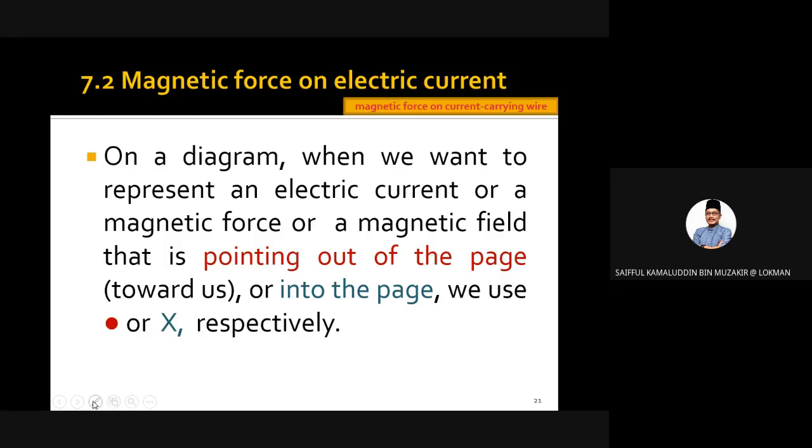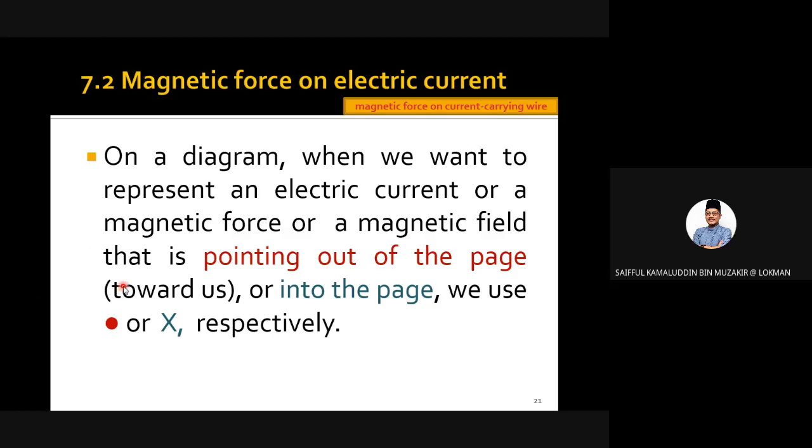So on a diagram, when we want to represent an electrical current or a magnetic force or a magnetic field that is pointing out of the page towards us or into the page, we use this symbol, a dot or an X. What does the X mean? X means the direction is into the page. What does the dot mean? Dot means the direction is pointing out of the page.